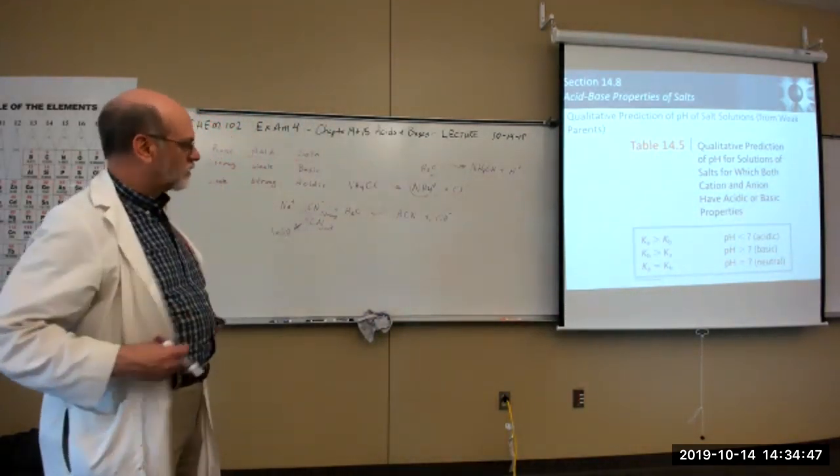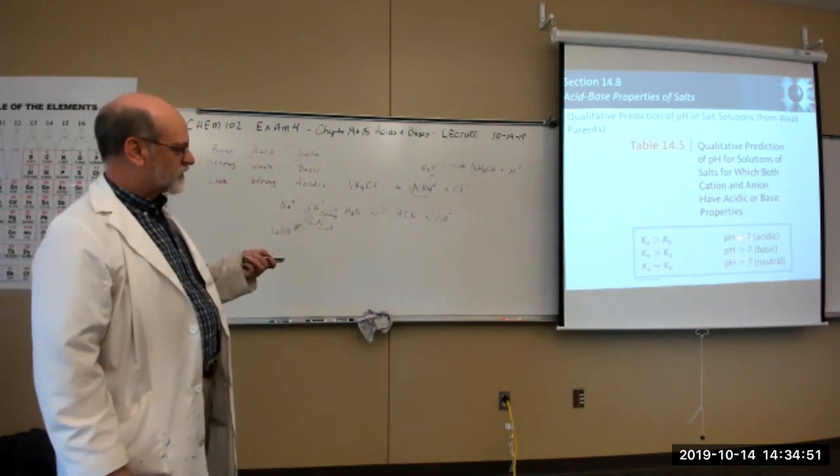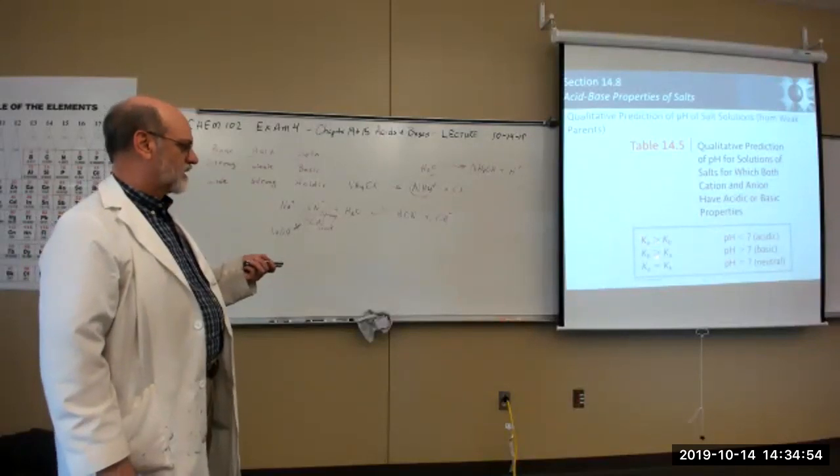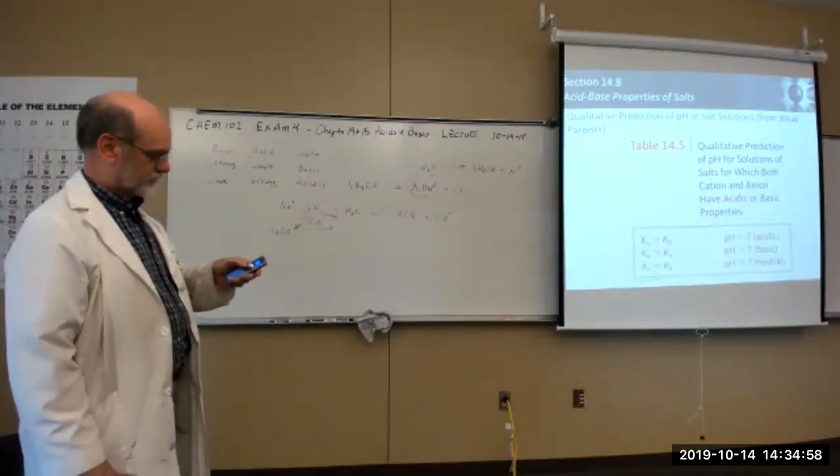Okay, so here we go. If the Ka is greater than the Kb, you get an acidic solution. If the Kb is greater than the Ka, you get a basic solution. So there you go. There are the rules.